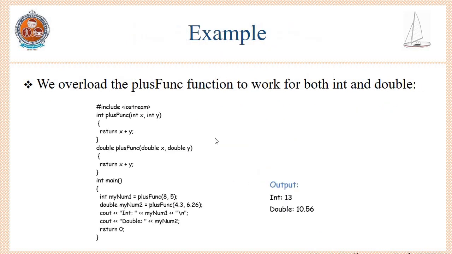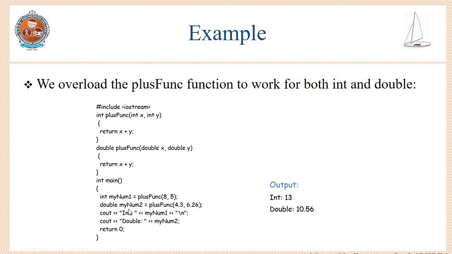And next, this is the example for function overloading, where I'm adding 2 integer values as well as floating values. Here in the main function, I'm calling the function plus function with 8, 5. If this statement is executed, it directly goes to the int plus function definition, int x, int y. So it adds the values and returns the value 13, and that value is stored in num1.